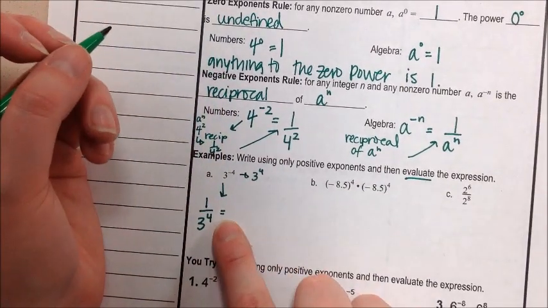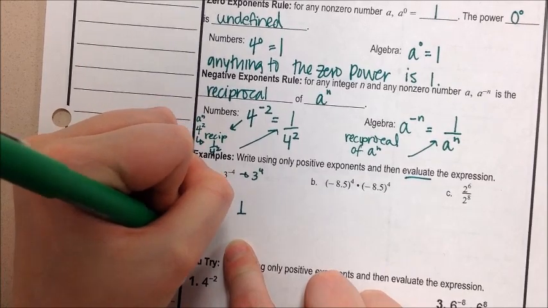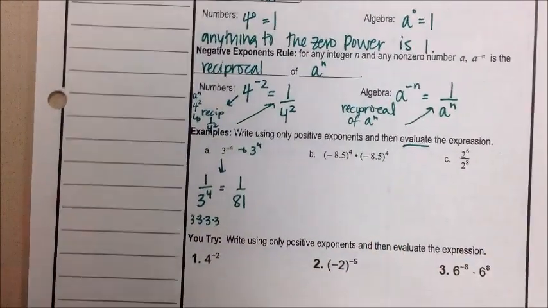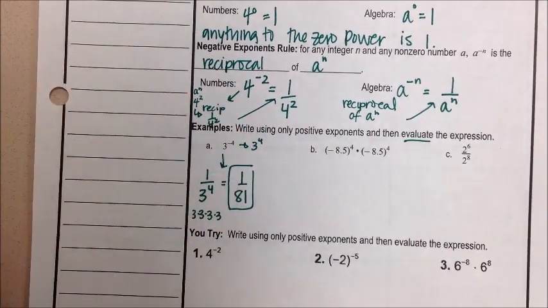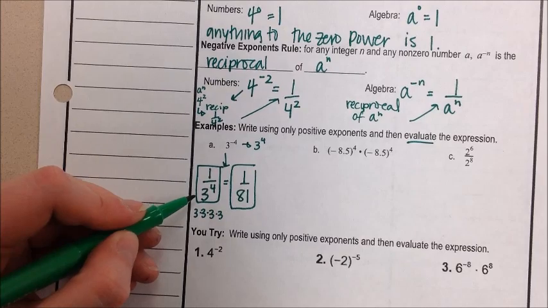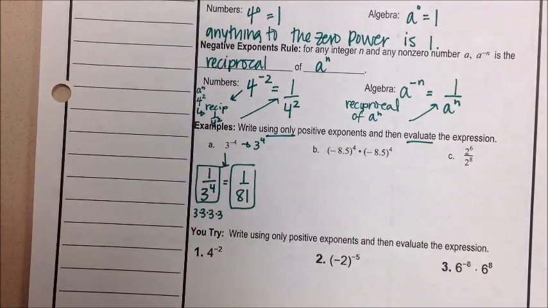And then 3 times 3 times 3 times 3 is 81, so that would be 1 over 81. Here's my writing it using only positive exponents, and here's evaluating. So we need both.